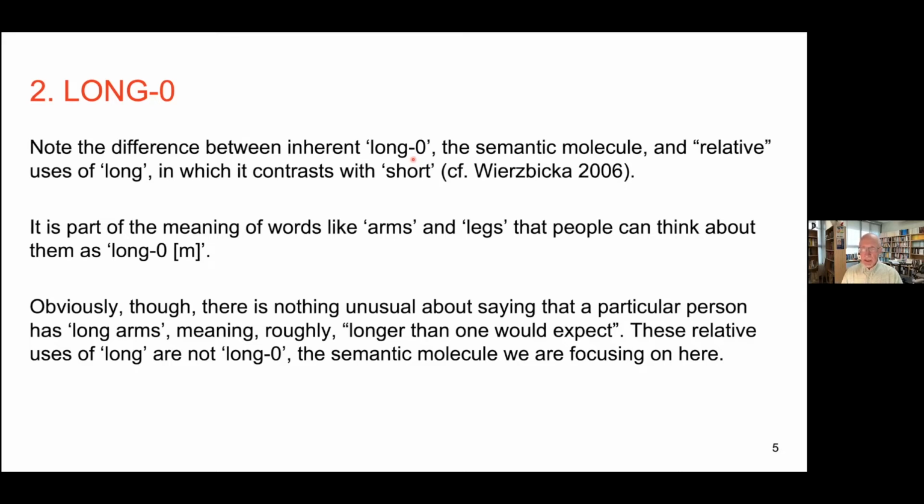And Anna has written very persuasively about this in her 2006 article. Basically, the semantic molecule long, we regard it as a necessary building block of concepts like people's arms and people's legs. So it's part of the meaning of arms and legs that people can think of them as long.